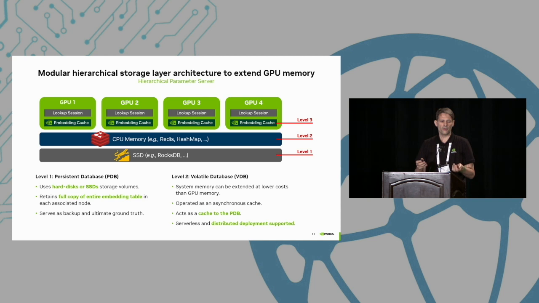Now, GPU memory is too precious to be used for caching infrequently needed embeddings. To this end, we introduced 2 additional storage layers. The PDB uses persistent memory resources, such as SSD storage volumes. We use it to store a complete copy of the entire embedding table. And this replica then serves as the ground truth if searching an embedding in any of the higher storage levels fails. The VDB acts as a temporary intermediate system RAM cache to the PDB.